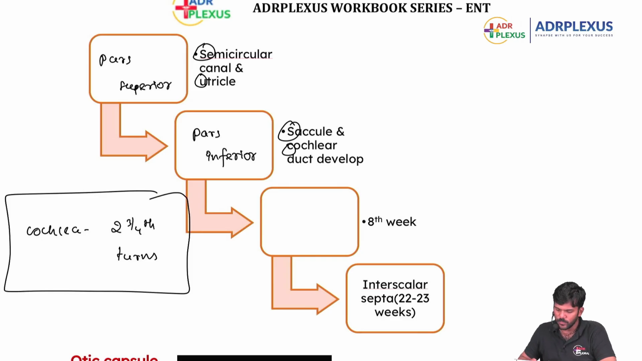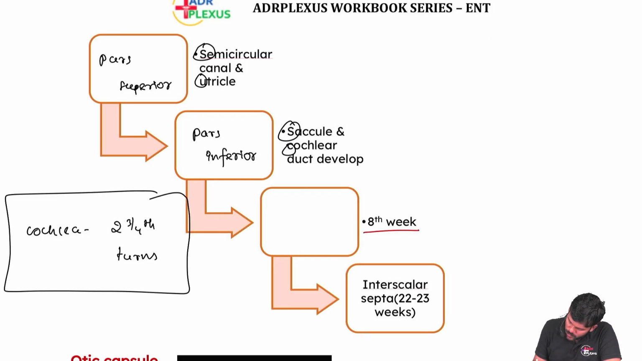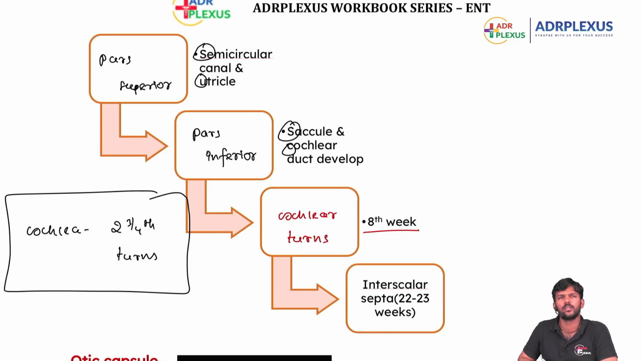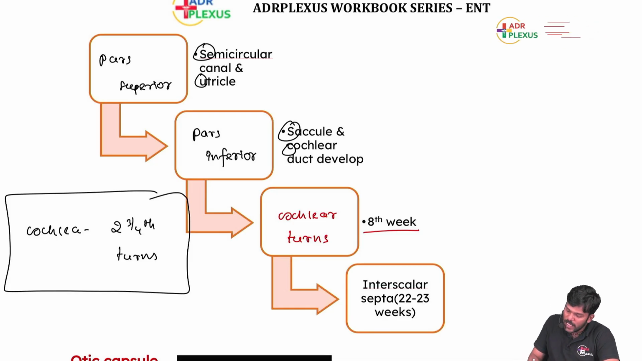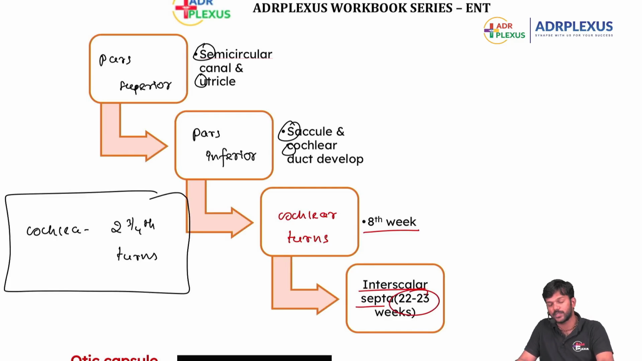With this, the cochlear turns will be completely formed by the 8th week. In the cochlea, we have 3 distinctive structures called scala vestibuli, scala media, and scala tympani. These 3 distinctive structures are formed by the interscala septa. The interscala septa form by 22 to 23 weeks of gestation.